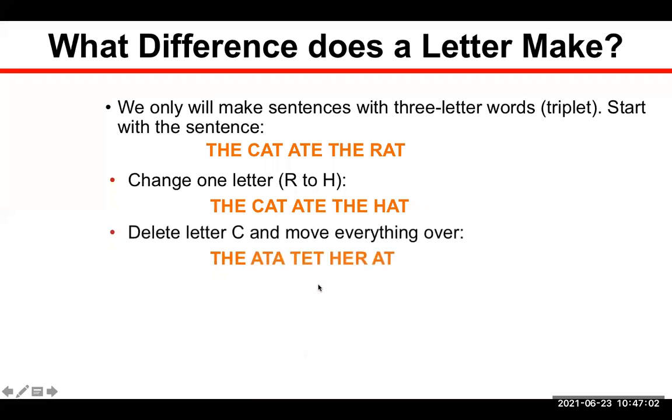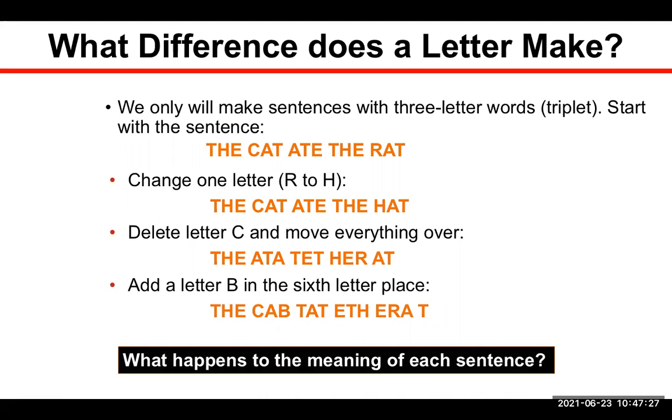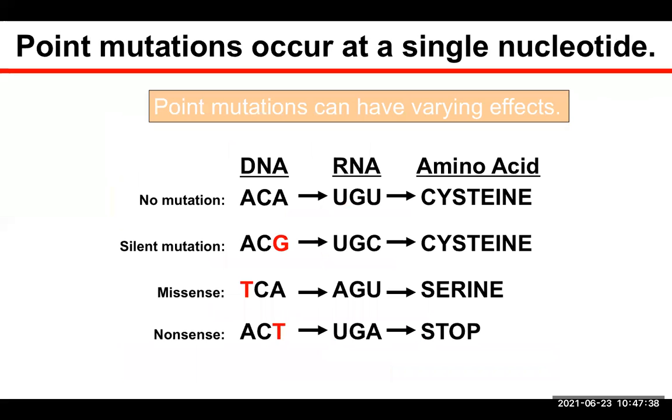And then what happens if you were to delete the C? Basically, everything's going to end up moving over, and there are only a couple of words here that actually make sense, the and her. And then what happens if you add a letter? You're going to end up pushing everything over. And again, there are going to be more shifts that occur within your sentence. And so the meaning of all of these sentences basically is gibberish. There are going to be problems with you trying to express what you're saying. And this is no different when it comes to the point mutations that occur in our cells.